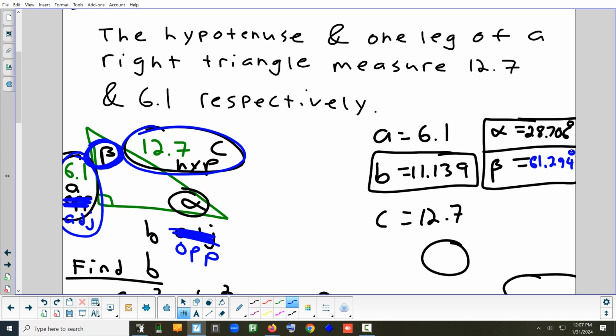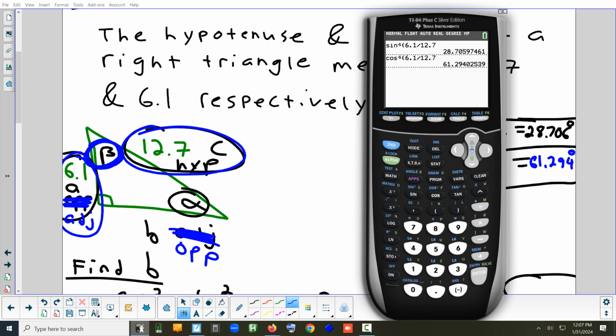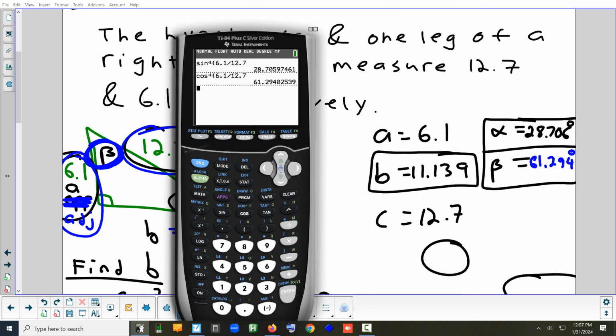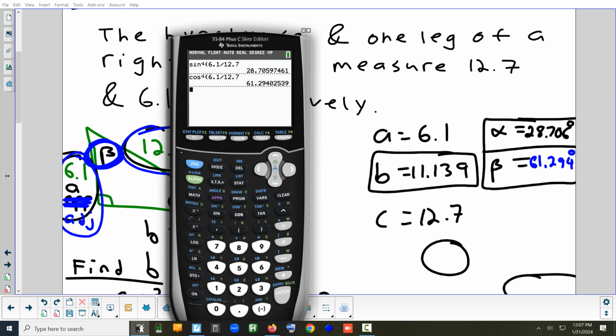Okay, let me go up to the table. And one thing we can do to double check it is make sure that those two angles add up to 90, because we already have the right angle, so those two have to add up to 90. So 28.706 plus 61.294. Again, this is just double checking. Yeah, perfect. We got exactly 90 degrees, which is a pretty good indication we did it correctly.